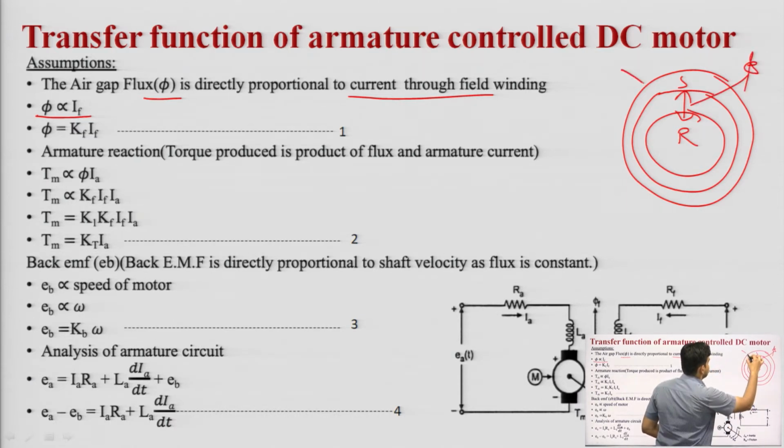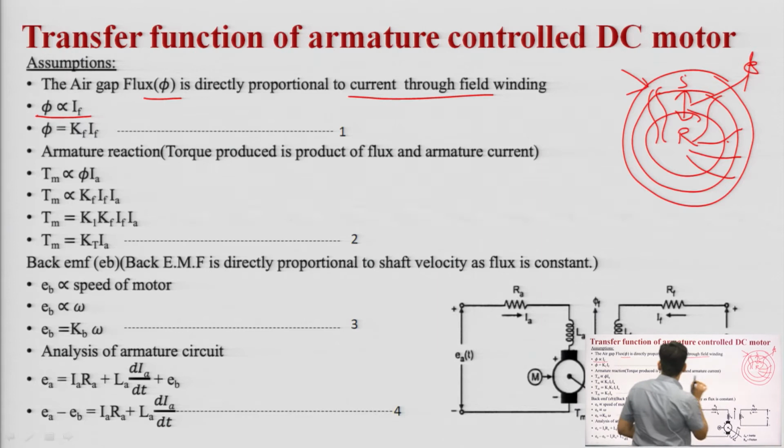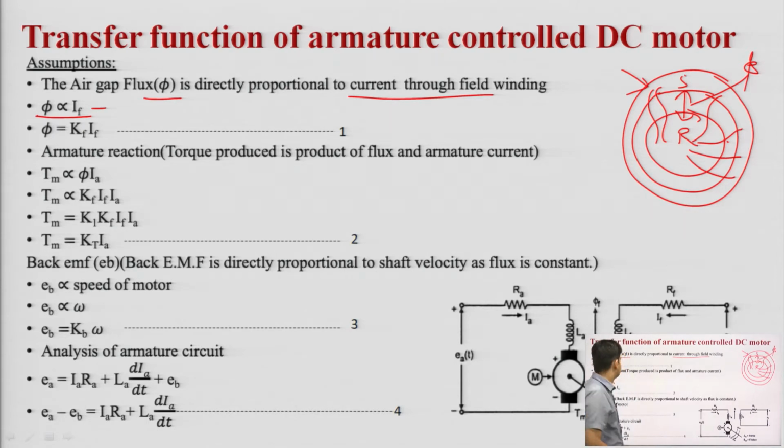So, if you apply the supply to this stator, it will generate a magnetic field. The magnetic flux will pass through this air gap and reach the rotor. Whatever flux is present in the air gap is given here by phi. Phi is proportional to I f, the field current you are applying on the field winding. So, phi equals K f I f.